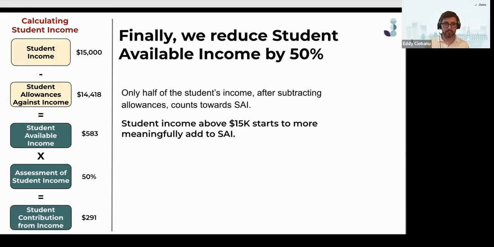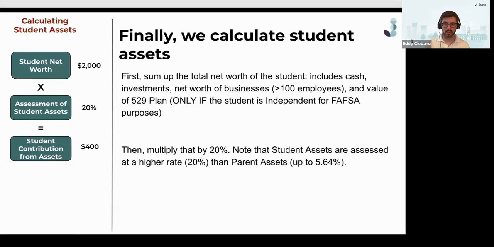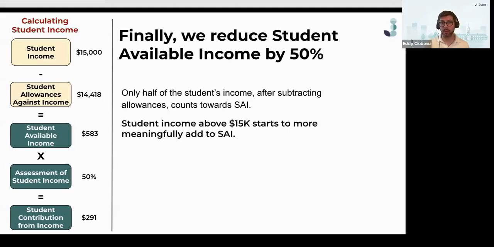From there, student available income, excuse me, is assessed at 50%. So only half of what the available income is, you multiply that by 50%, and that brings us down to $291. Now, keep note here that the student income assessment rate is much higher than the parent assessment rate, if you remember, both on the income and the asset side. So here, about 50% of a student's income is going to be considered for the calculations.